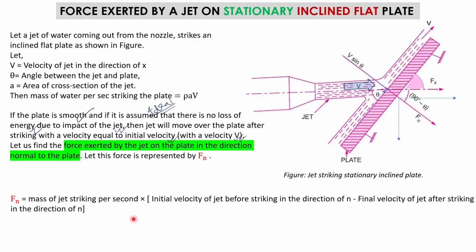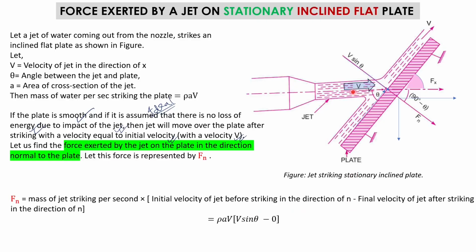And afterwards we find that the mass of jet striking per second, the mass flow rate, into the initial velocity of jet before striking in the direction of n, minus the final velocity of jet after striking in the direction of n, right? So now see, this mass of jet striking per second is rho A V, right? And the initial velocity of jet before striking in the direction of n, what is the initial velocity?